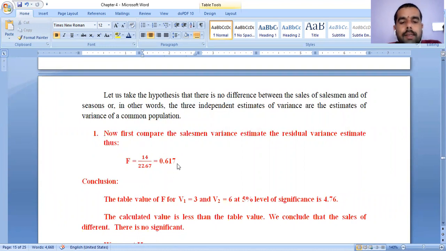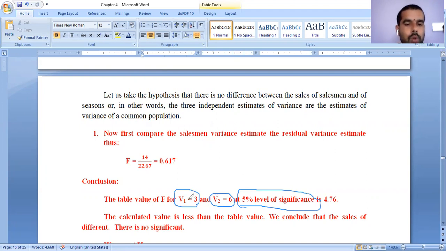This is 0.61. Again, in the given question, 5% LOS is not given and 1% LOS is not given. So such information is not available. Then you have to assume, blindly you have to take 5% LOS only. The table value of F for V1 equal to 3, that is degrees of freedom, and V2 equal to 2. Okay, this V2 value is the same in the two situations, but V1 values are different.